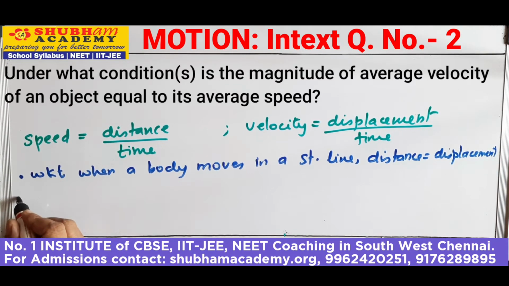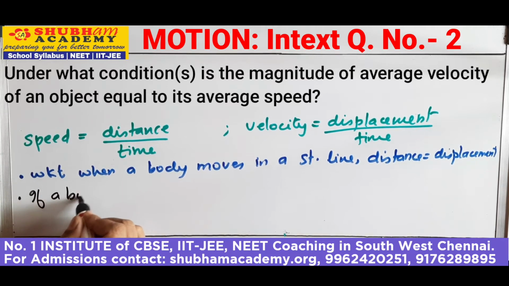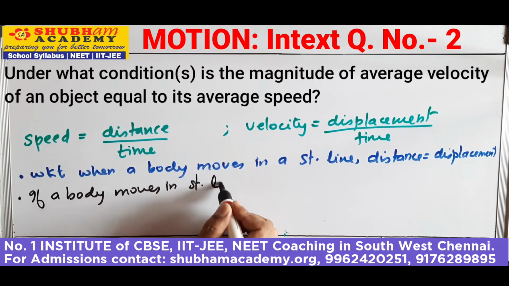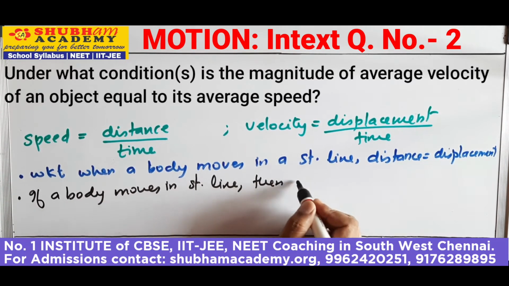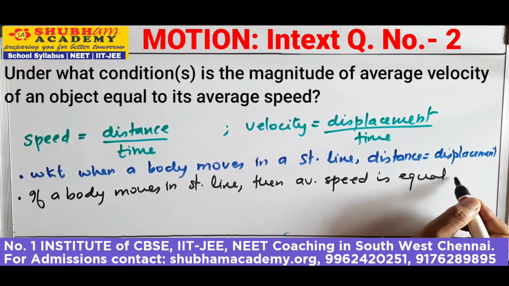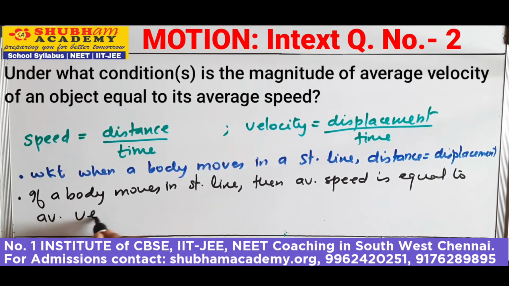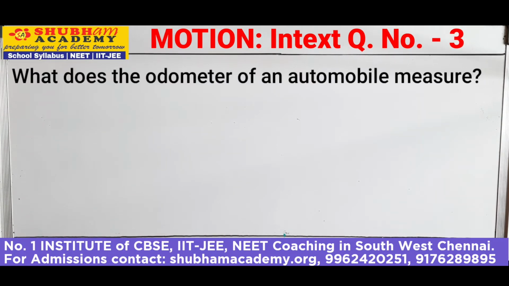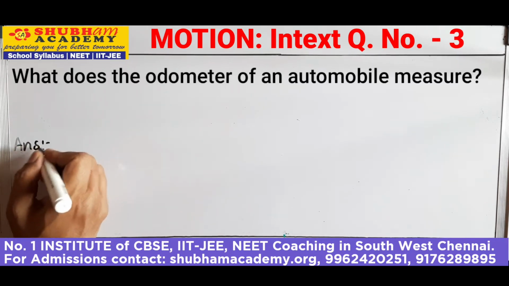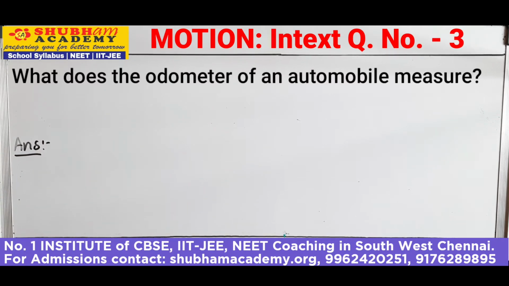So what we can conclude, if a body moves in straight line, then average speed is equal to average velocity, right? Moving on to the next question. So the next question says, what does the odometer of an automobile measures? We all know odometer is what? Odometer is an instrument which is used to measure the distance travelled by the vehicle, right?